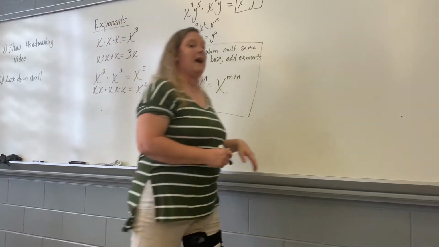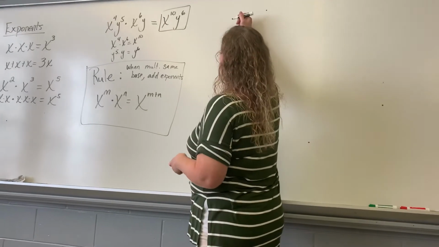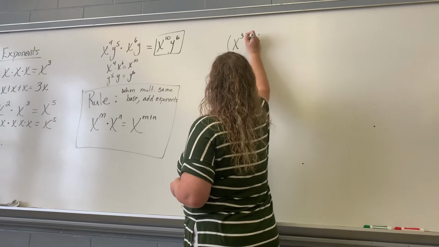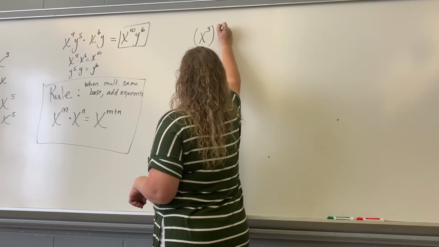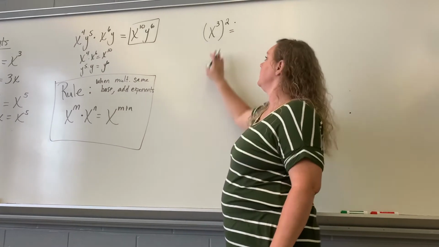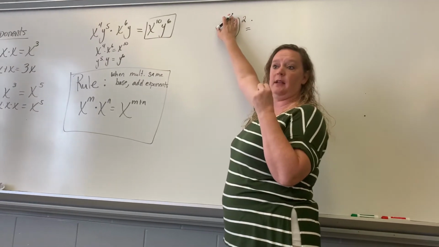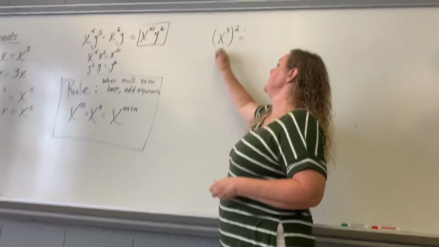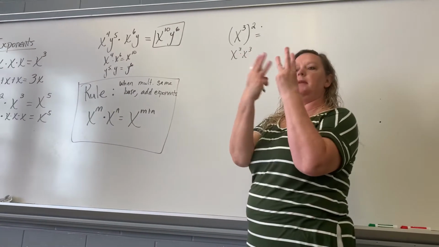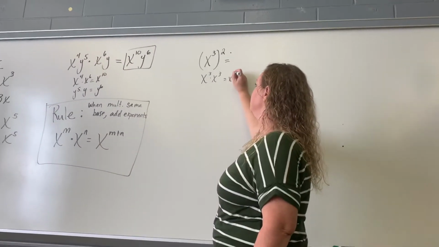This next one's called a power to a power. What happens if I write something to another exponent, an exponent to an exponent? So if I have x to the third to the second power, you could write it out. This means whatever's in the parentheses, I write out times itself twice. Power of 2. So this means x to the third times x to the third. Well, if I've got 3 and 3, how many is that being multiplied? 6. 6 of them are being multiplied, so this would be x to the 6.